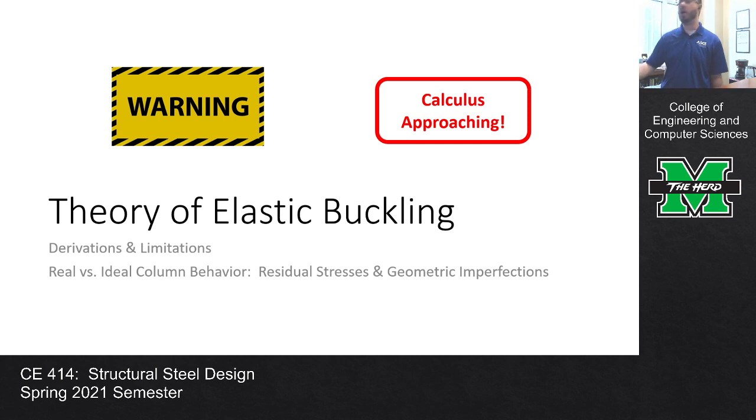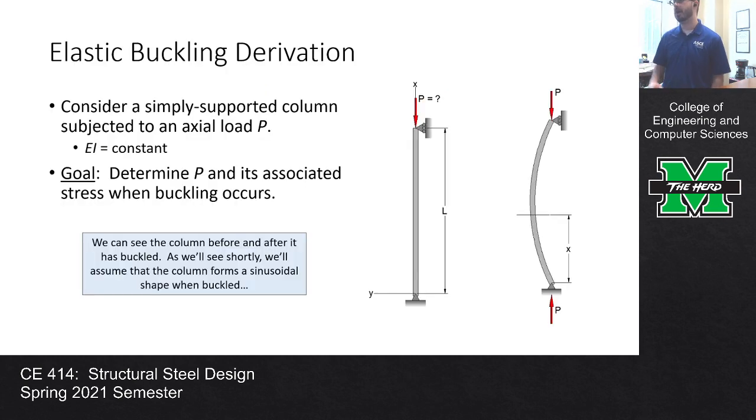But let's walk before we run. Let's talk about elastic buckling. So what I want to start off with is a pretty basic case. I want to talk about a simply supported column subjected to an axial load. So I'm taking a column and I'm compressing it with a load P. So, the reaction on the bottom is going to be P, so it's being compressed with P on both ends. And my goal is to determine P and the associated stress when buckling occurs.